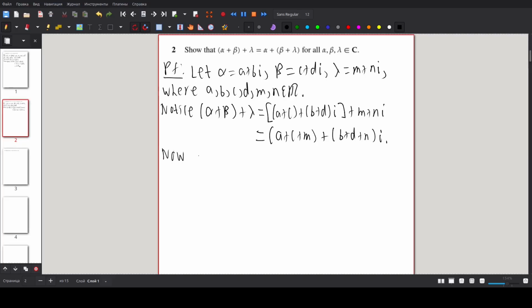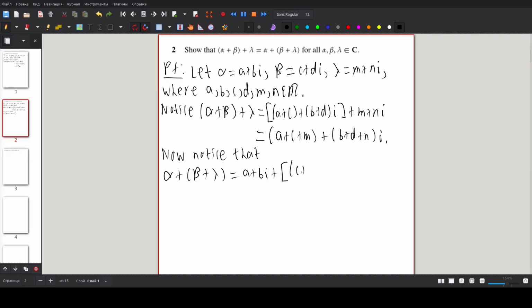Now notice that, and I'll be a little more strategic this time. I'll go down here. alpha plus beta plus lambda is going to equal a plus bi plus bracket beta plus lambda, which is just going to be, did I mess up? No, I didn't. C plus m, yeah, I should just look at this because that makes it easier. So C plus m plus d plus n i.